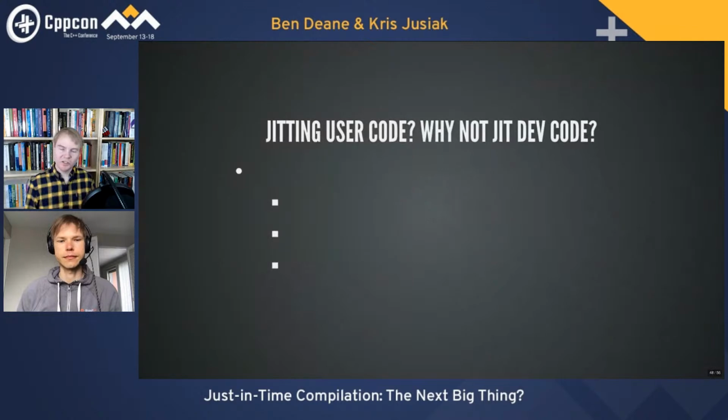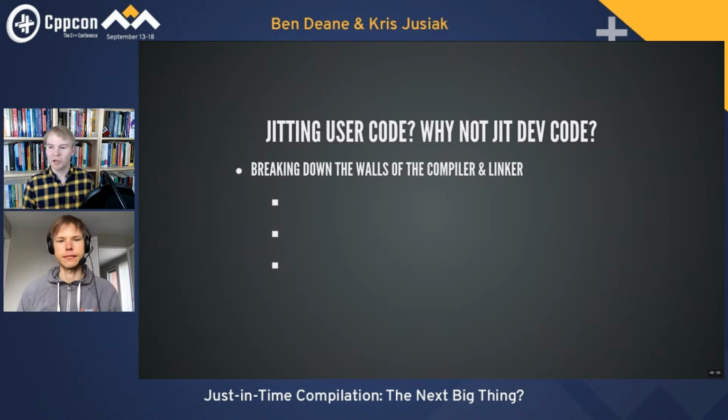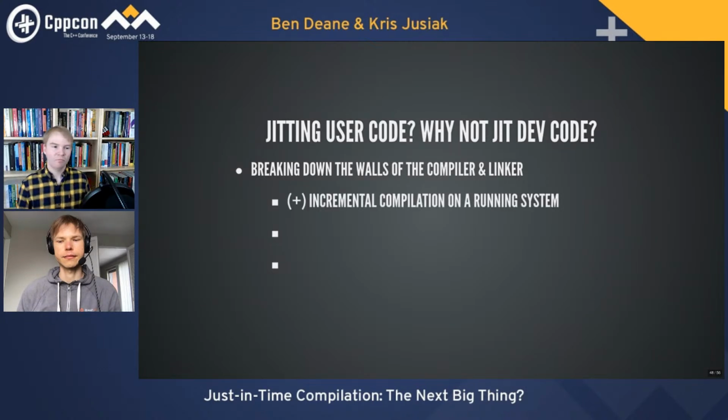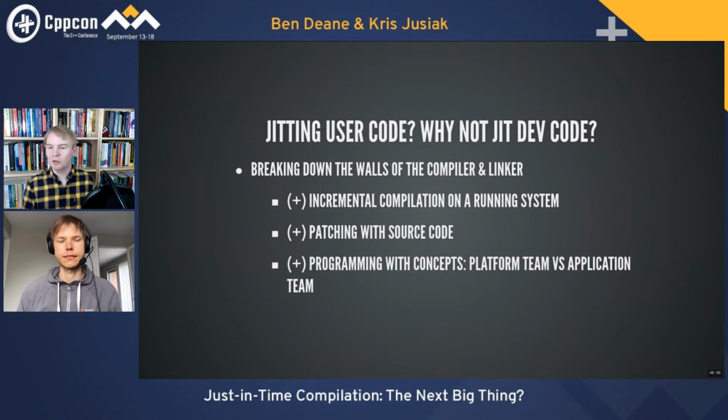So, of course, once you've thought about users in this way, why wouldn't you just think about yourself in this way? JITting breaks down the walls of the compiler and linker for you, for your project team, if you're providing a library, for your application team. And you get all these benefits. You get incremental compilation on a running system. You get the ability to patch things with source code if you need to do that on an endpoint machine.